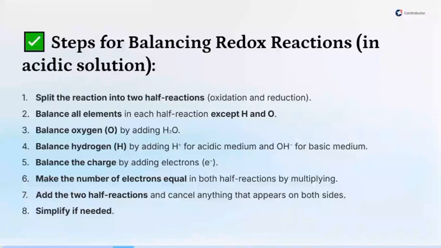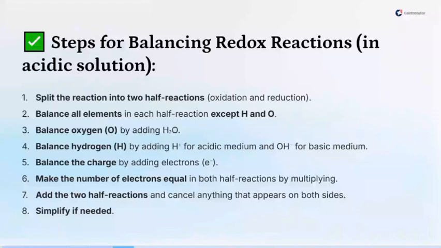I said in acidic solution, but not necessarily just in an acidic solution, but in acidic and basic solution. So I'll show you the portion where acidic solution deviates from basic solution. Here we have the first step. You split the reaction into two halves. That's the oxidizing half and the reducing half. When we get to the example, it will become clear.